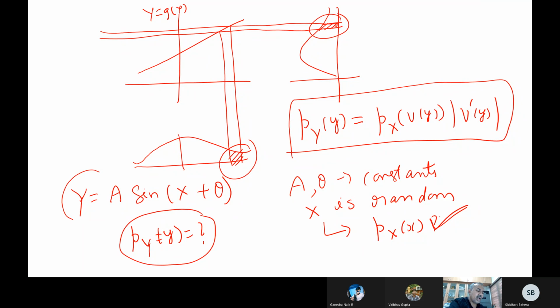Y and x are related through this sinusoidal relation. Of course, in this sinusoidal relation the amplitude and theta are constants, but x is inside: y is equal to a sine x. Now how do we calculate this? How many times will the intersections be there? How many roots will be there?